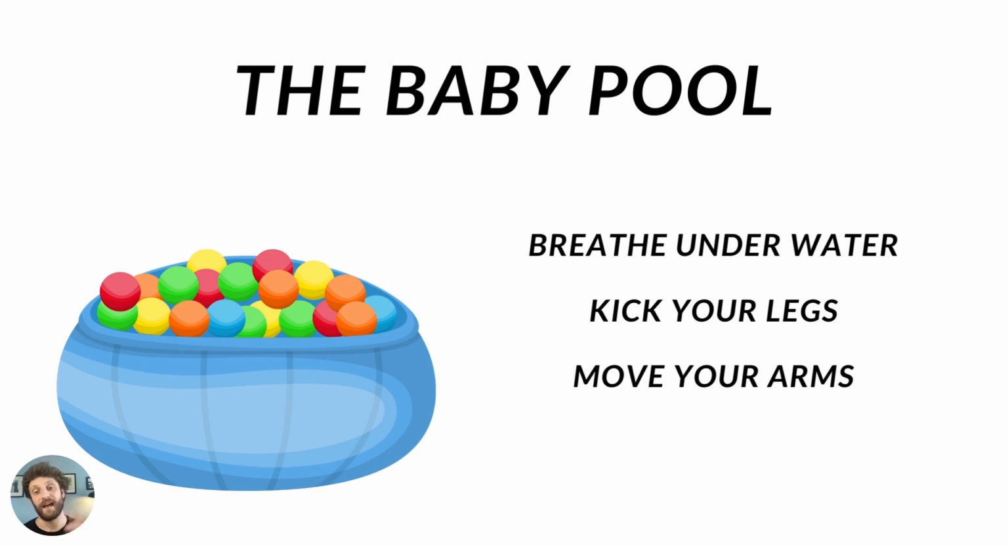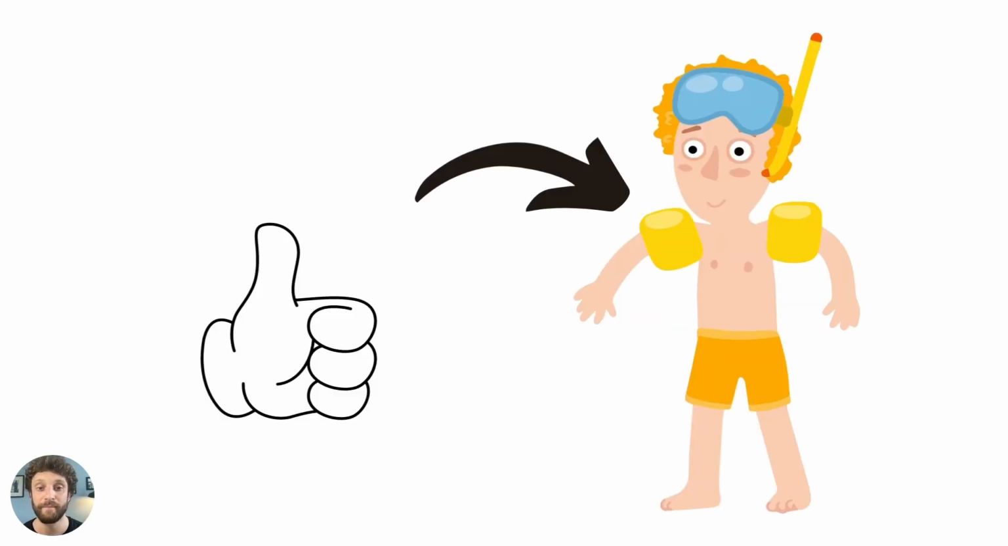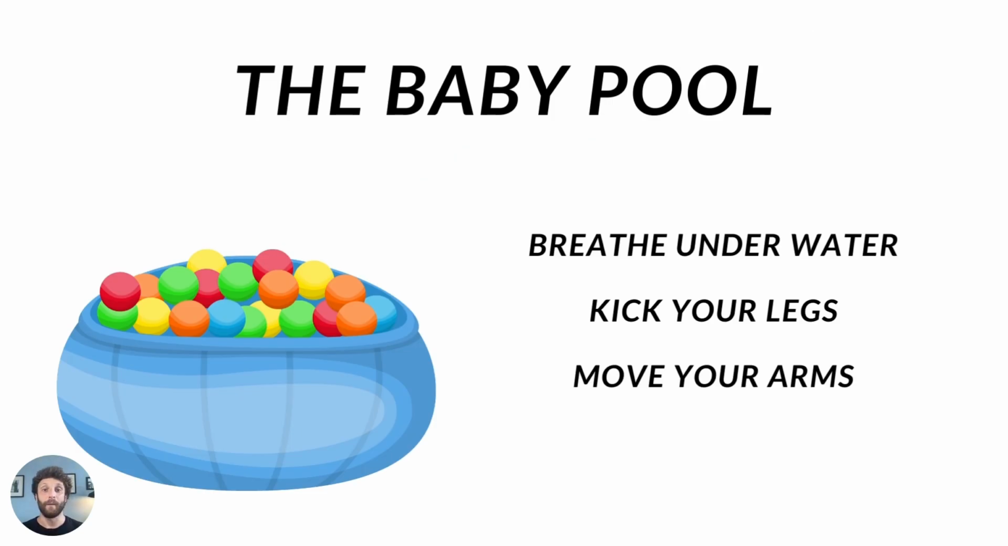Kick your legs and move your arms. And we often use techniques to help us to do that. What's these called in English? These are arm bands. And you can see here that it's perfectly reasonable in the baby pool to use arm bands to help you float. This is like translating in your head. Translating in your head is exactly the same as using arm bands. Why? Arm bands help you float.